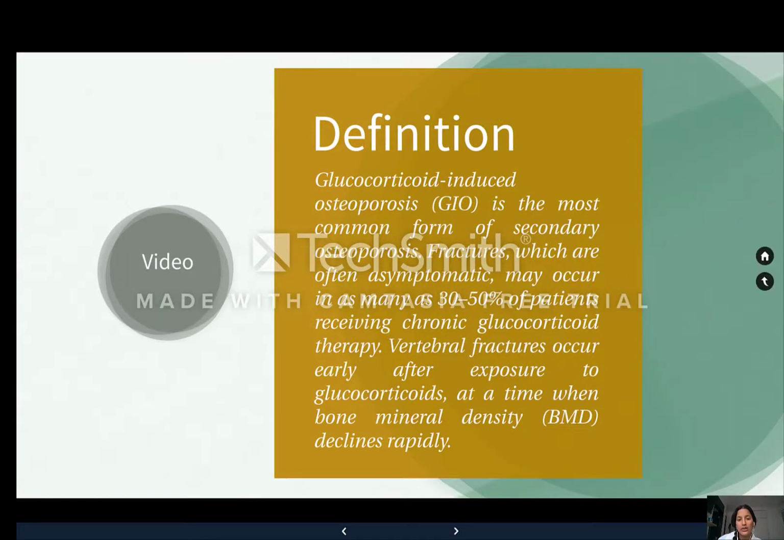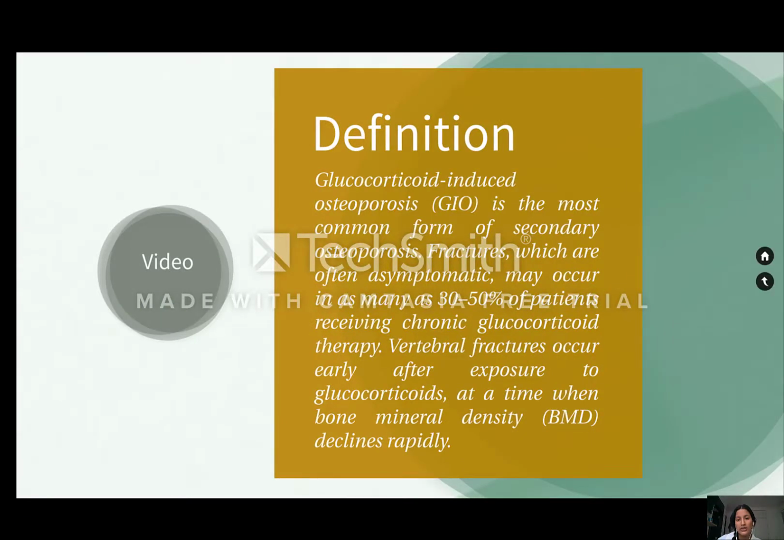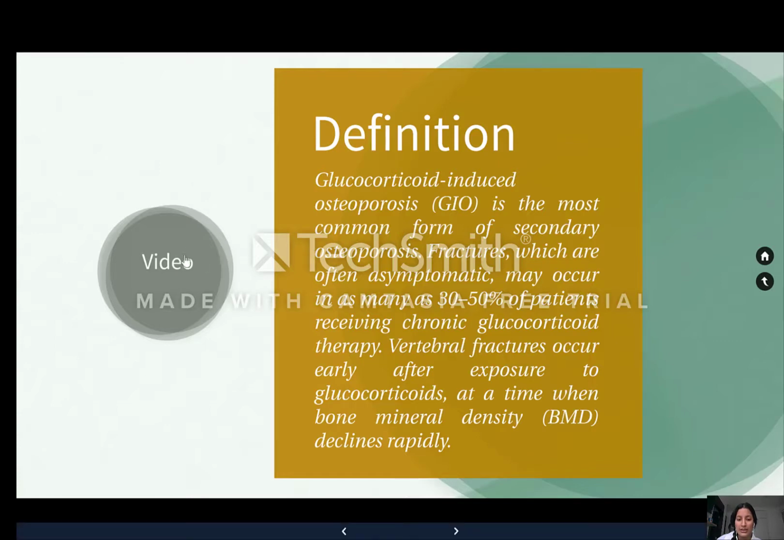Glucocorticoid induced osteoporosis is the most common form of secondary osteoporosis. Fractures, which are often asymptomatic, may occur in as many as 30 to 50% of patients receiving chronic glucocorticoid therapy. Vertebral fractures occur early after exposure to glucocorticoids at a time when bone mineral density declines rapidly.